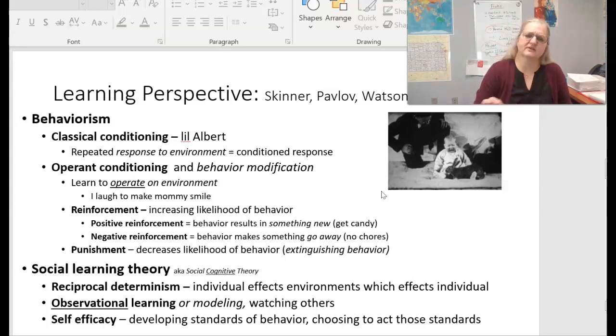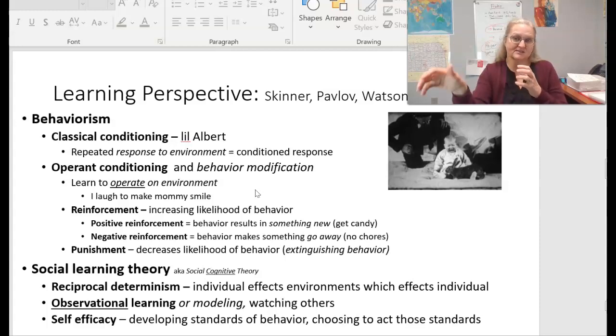So there are other ways of thinking about behavioralism. You have operant conditioning, which is really a fancy way of saying how somebody learns to operate on the environment. They learn that if I do something, right, I can cause something to happen.